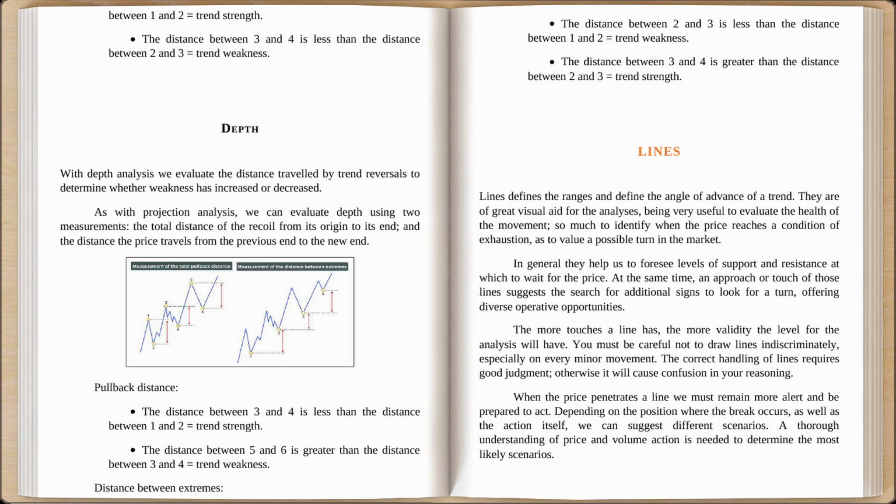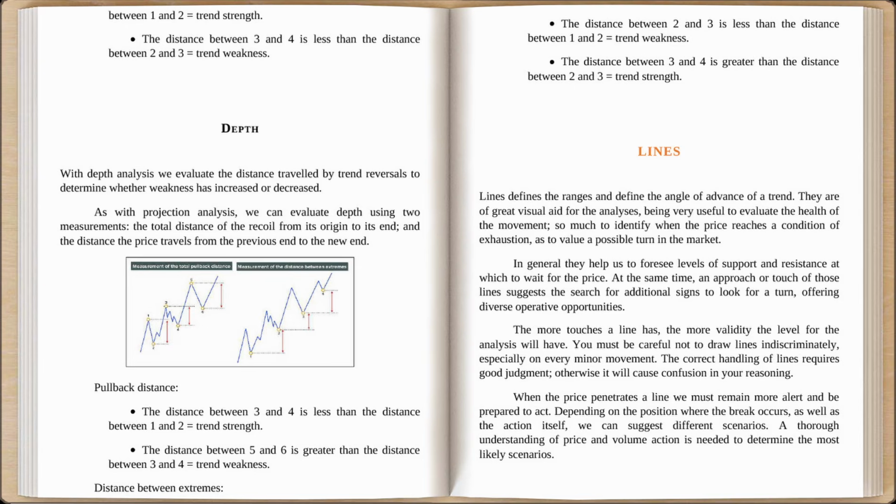The distance between 5 and 6 is greater than the distance between 3 and 4 equals trend weakness. Distance between extremes: the distance between 2 and 3 is less than the distance between 1 and 2 equals trend weakness. The distance between 3 and 4 is greater than the distance between 2 and 3 equals trend strength.